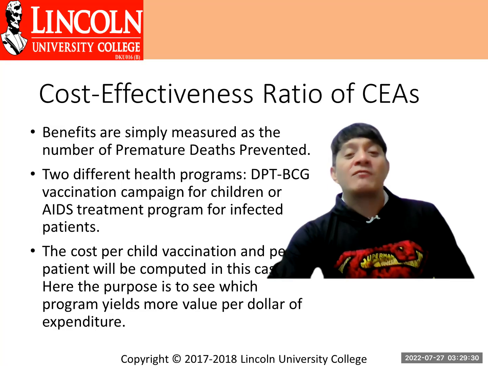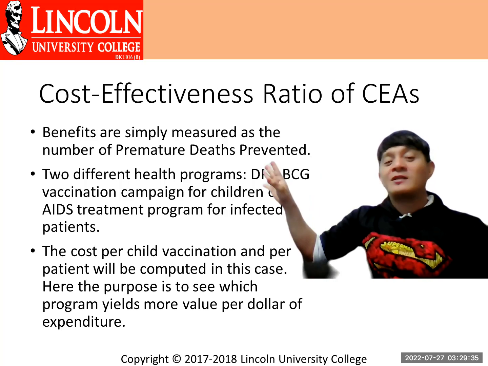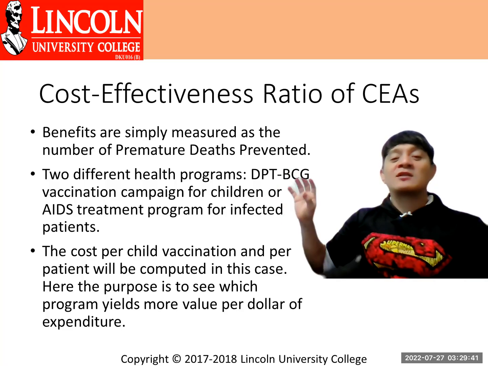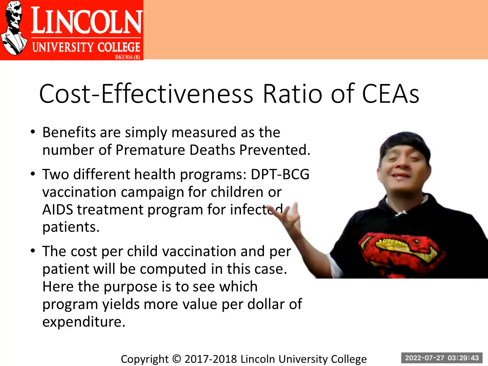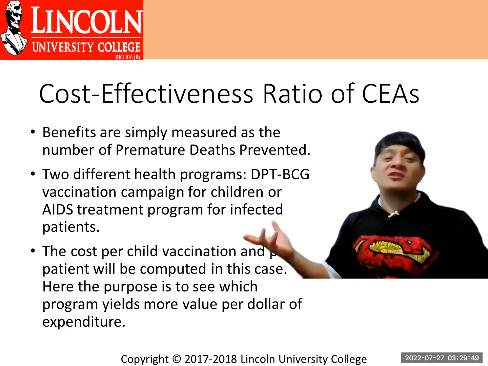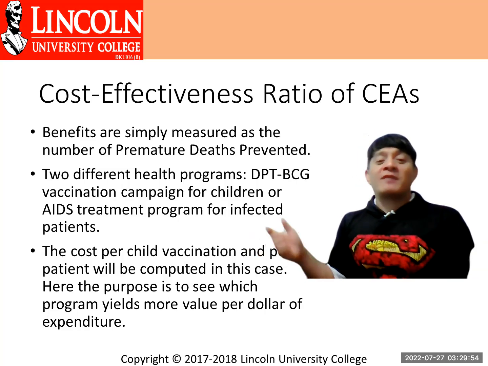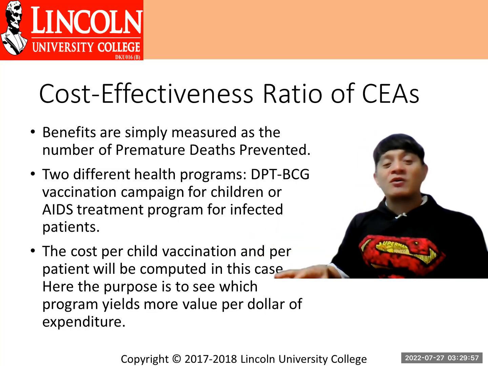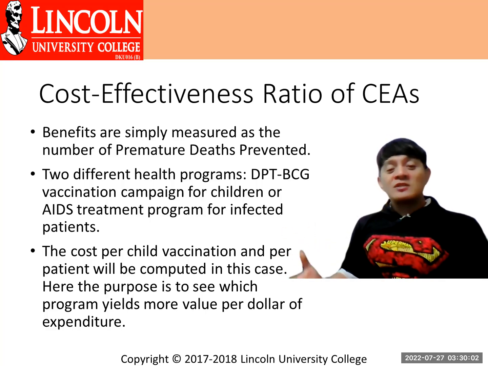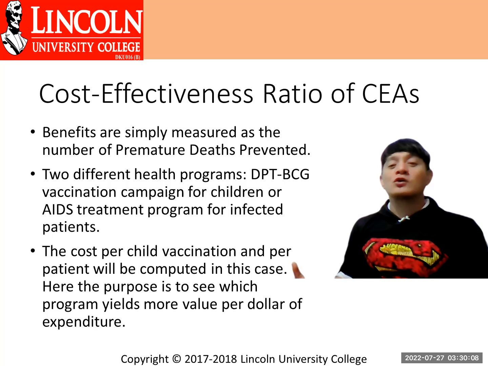So the cost effectiveness ratio of cost effective analysis looks at the benefits that are simply measured as the number of premature deaths prevented. For example, DPT, or Bacillus Calmette-Guerin, those are vaccinations for children, a campaign for children, or AIDS treatment, just for example, an AIDS treatment program for infected patients. The cost per child vaccination or per patient will be computed in this case. And here, the purpose is to see which program yields more value per dollar of expenditure.